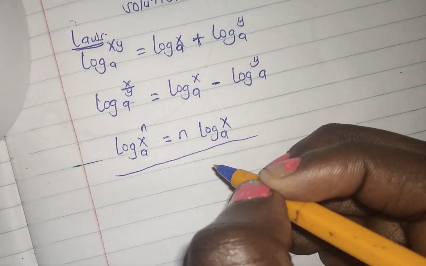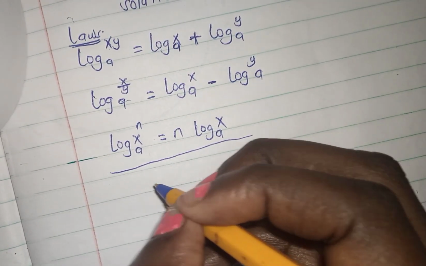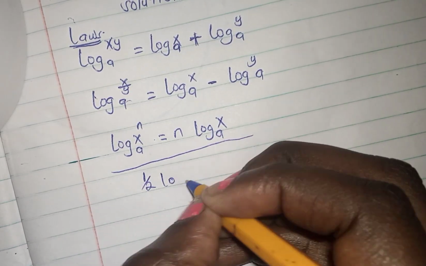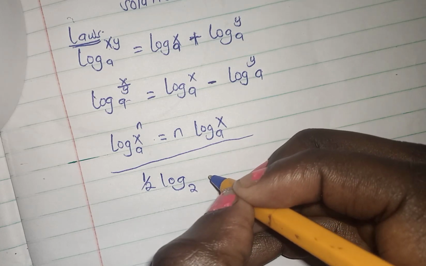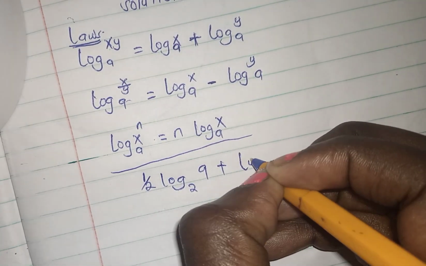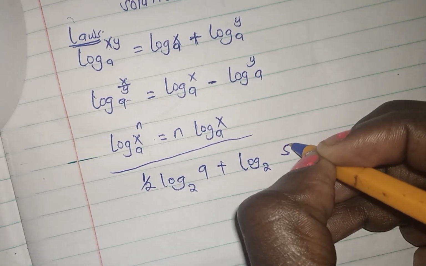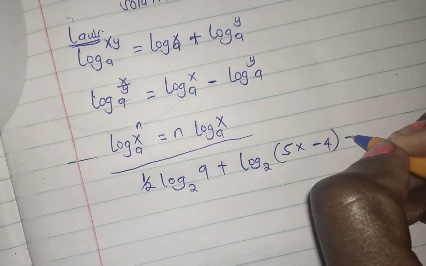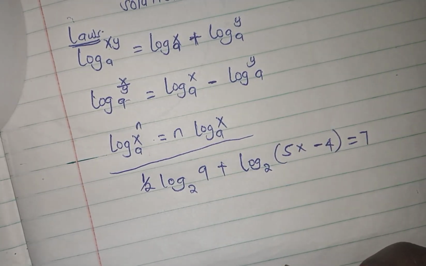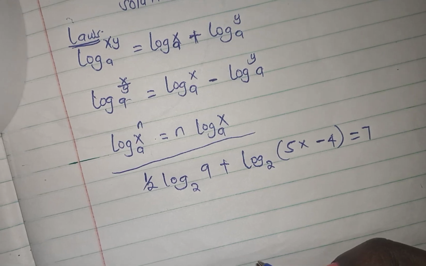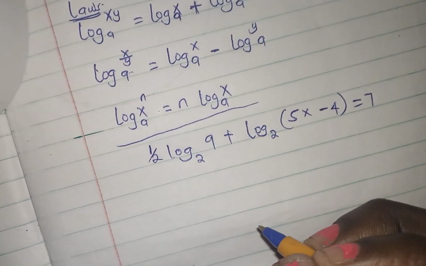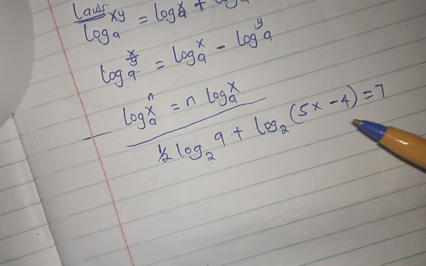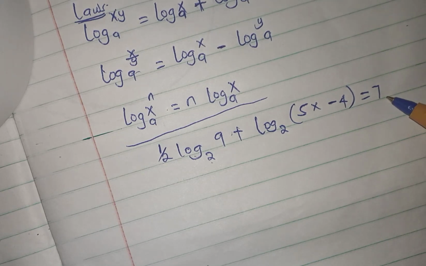Let me rewrite the equation. A half log base 2 of 9 plus log base 2 of (5x minus 4) is equal to 7. So we want to find the value of x. When you look at the equation, we have log base 2, log base 2, but this 7 here is not in logarithm terms.